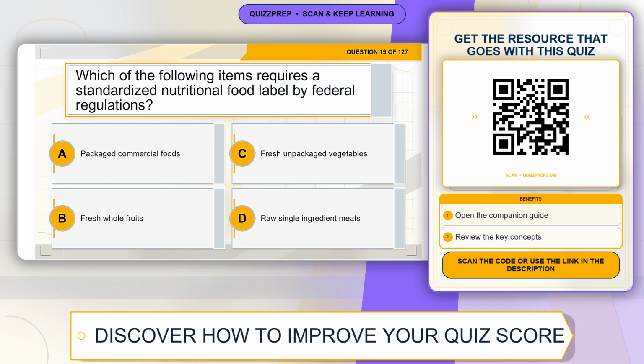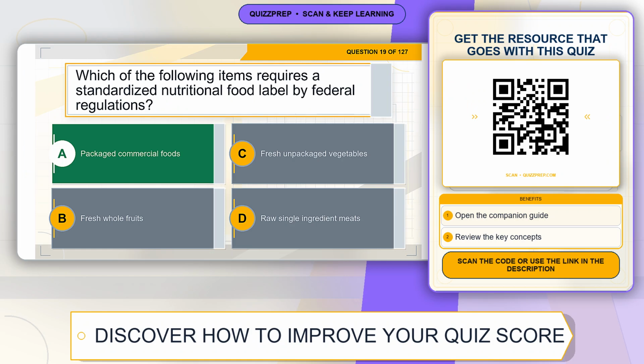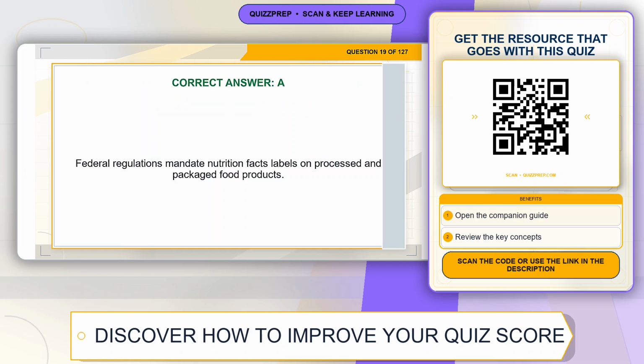Question 19. Which of the following items requires a standardized nutritional food label by federal regulations? Option A, packaged commercial foods. Option B, fresh whole fruits. Option C, fresh unpackaged vegetables. Option D, raw single ingredient meats. The correct answer is option A, packaged commercial foods. Explanation. Federal regulations mandate nutrition facts labels on processed and packaged food products.